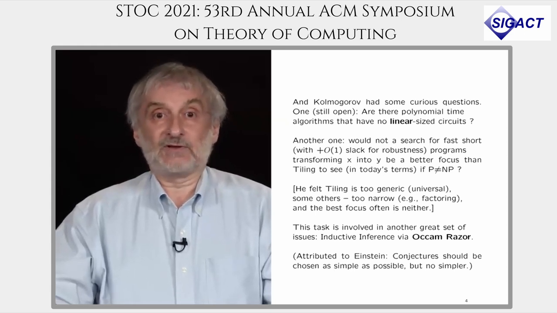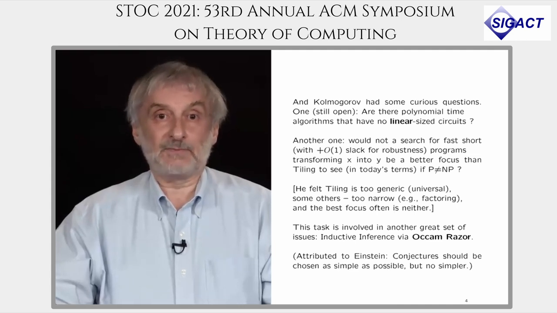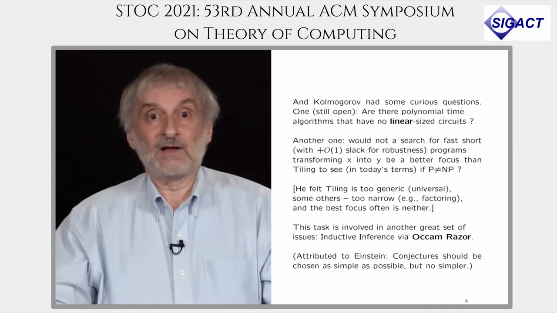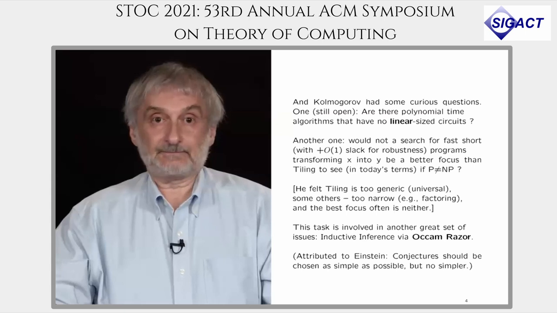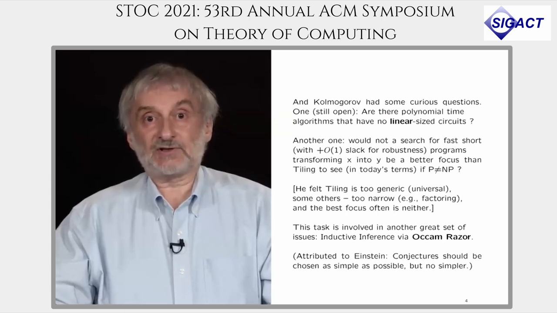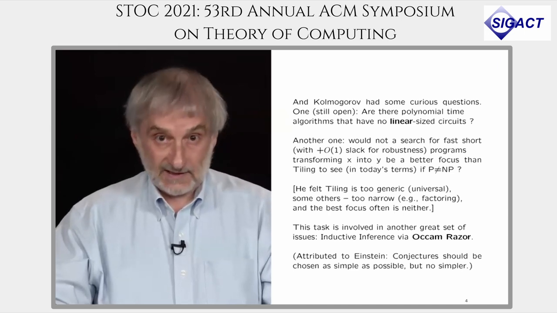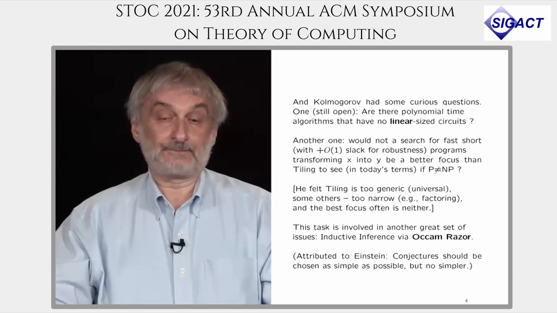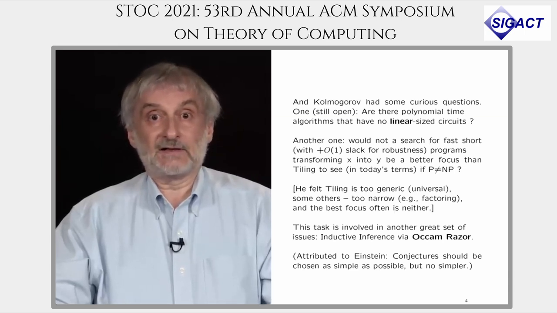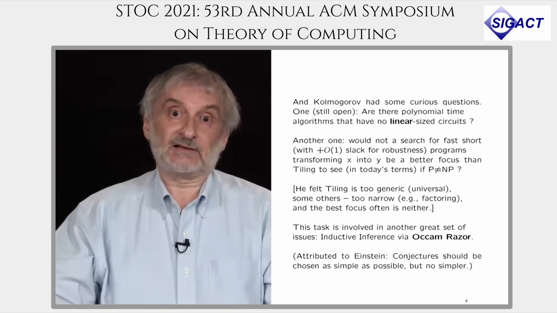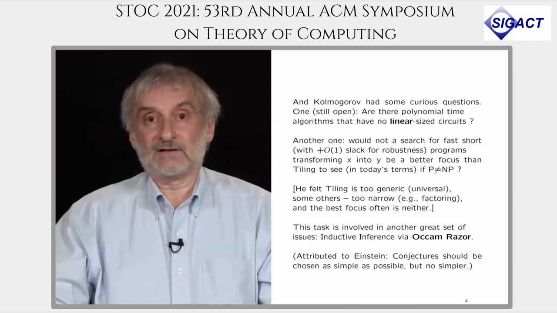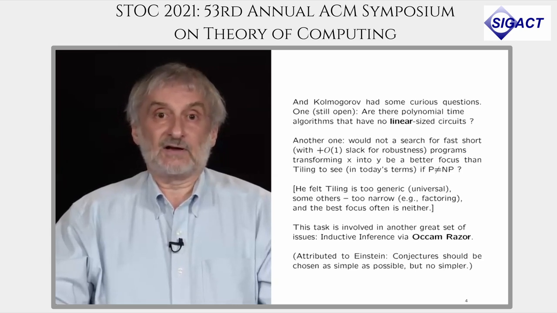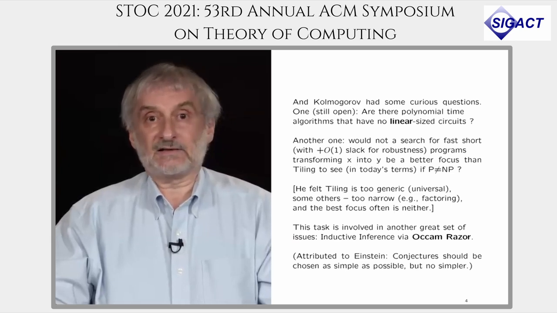His other interesting comment was a bit more involved. We proved at that time that mutual information between strings is roughly symmetric. The proof involved exponential search among all short fast programs transforming a given string X into Y. Kolmogorov wondered if this would not be a better candidate than my tiling to see if search problems are exponentially hard. Short, fast, by the way, were meant to be robust, tolerating additive constant slacks in length and logarithm of time.